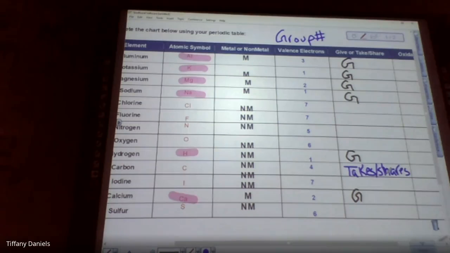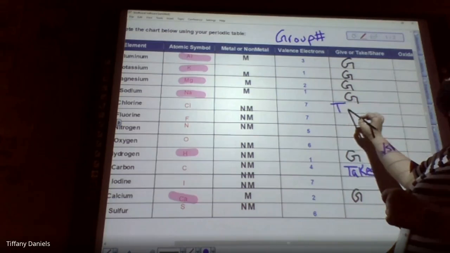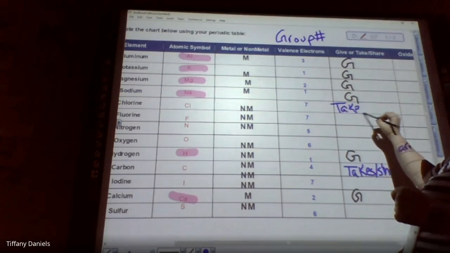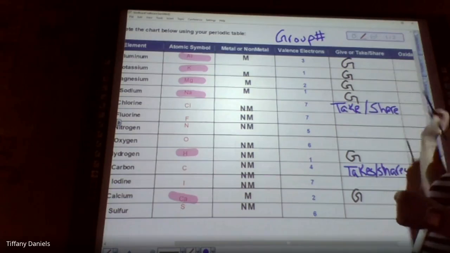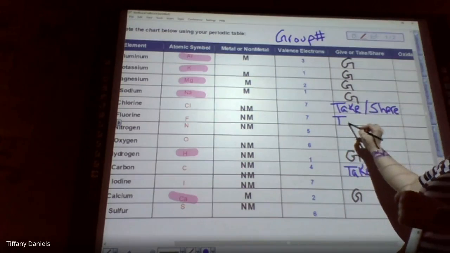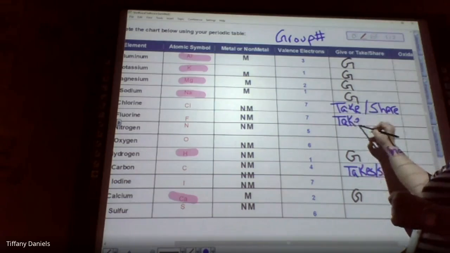So knowing that non-metals are going to take or share, we can now complete our table. Take or share. I'm sorry my S's look like that up here. When I write them with pen and paper, they don't.